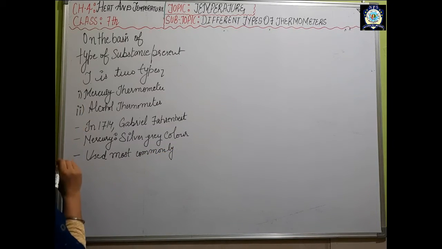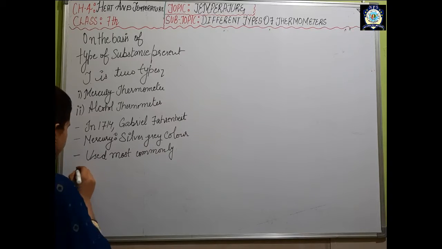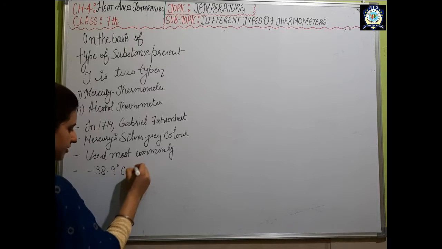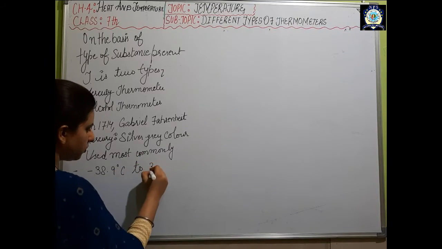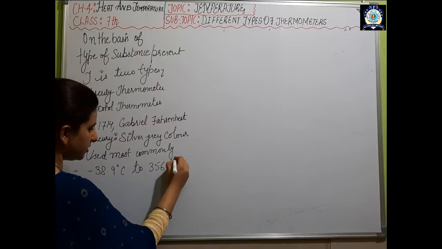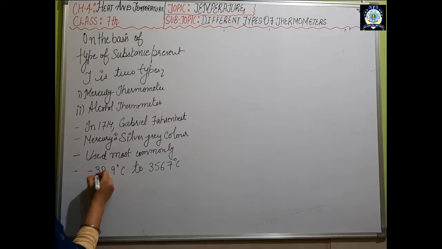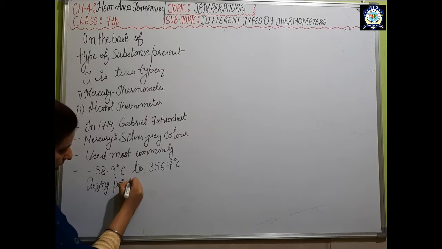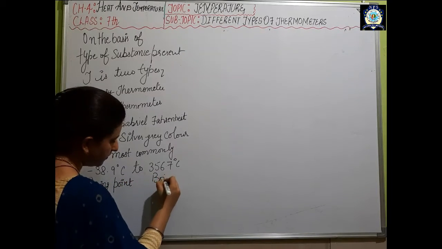It has a wide range of temperature, that is from minus 38.9 degrees Celsius to 356.7 degrees Celsius. Now this is the freezing point and this is the boiling point.